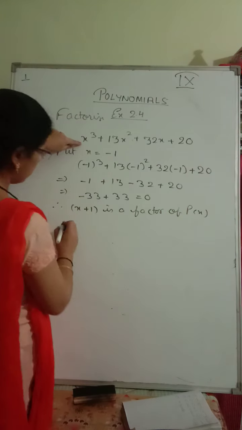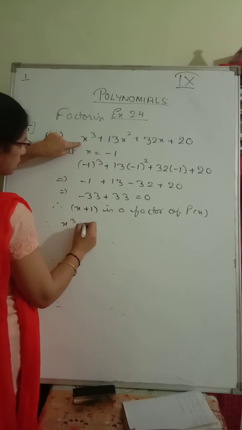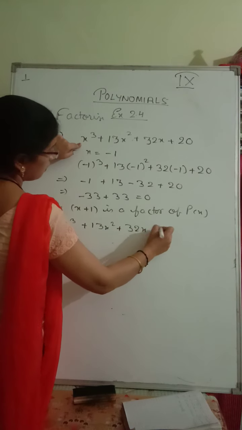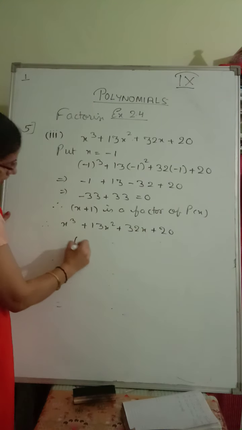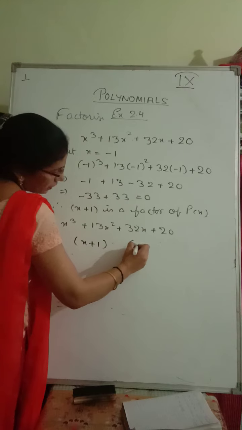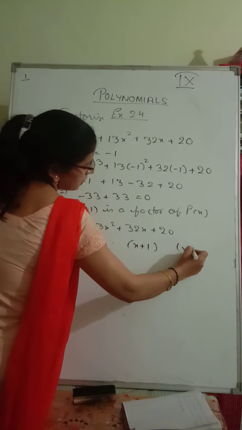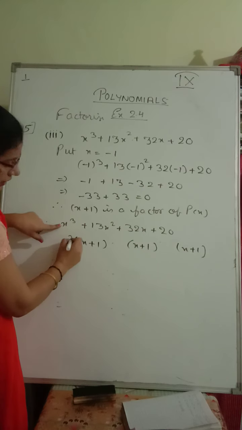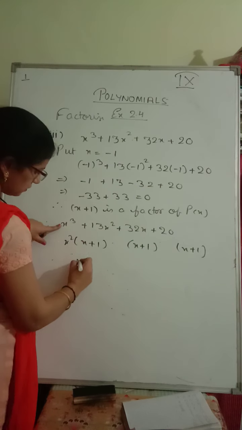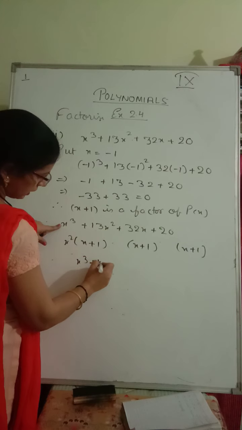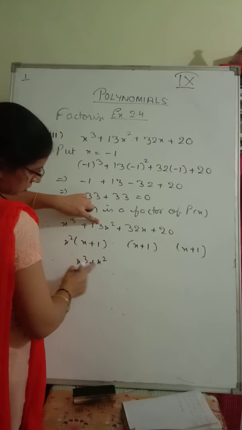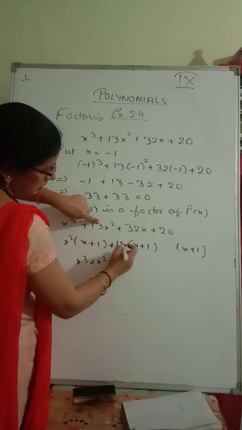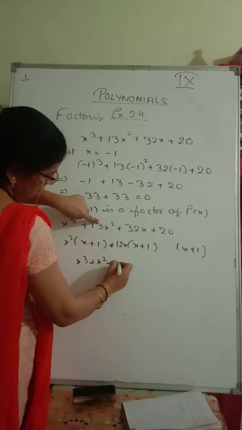Okay? Then we will write this. Therefore x cube plus 13x square plus 32x plus 20 will be written as x plus 1 factor, so write x plus 1 three times: x plus 1, x plus 1, x plus 1. Okay? Now very first we want x cube, so here we need x square. x square into x we got x cube. Second we will get x square, but how much do we need? 13x square. So we have to add 12x square, so here plus 12x square will come from here. So we'll get plus 12x square.